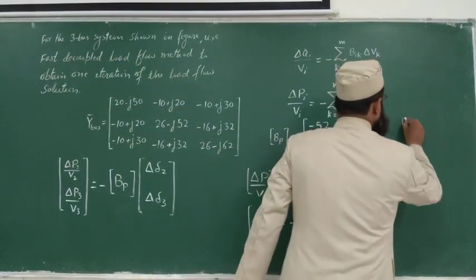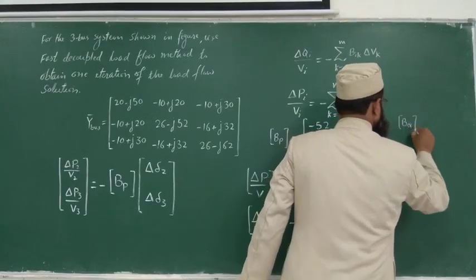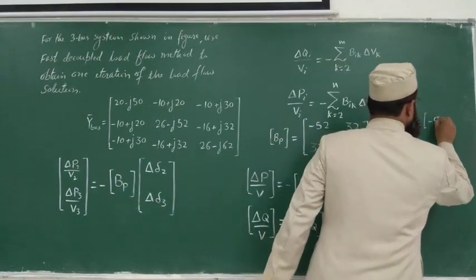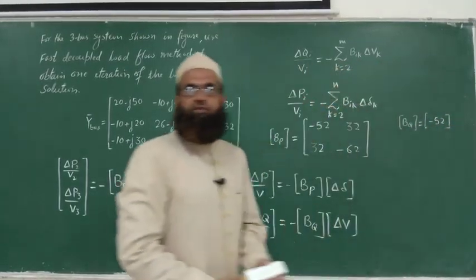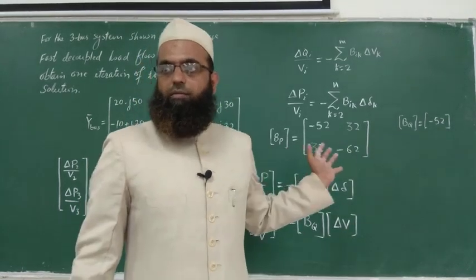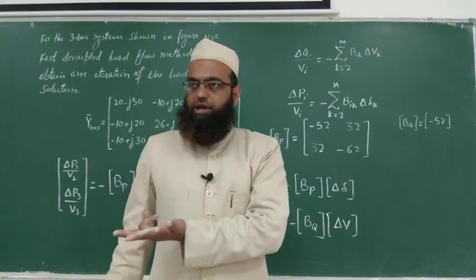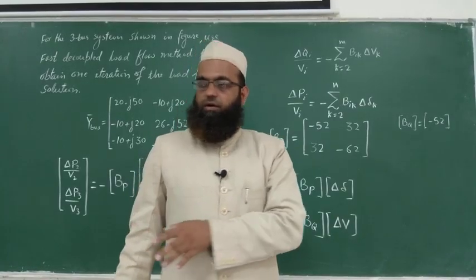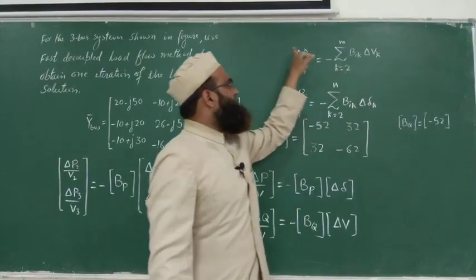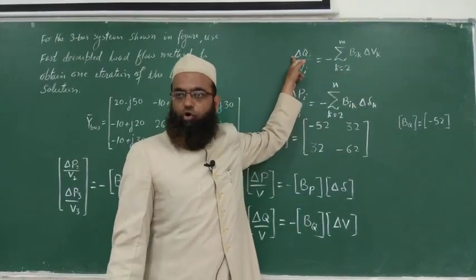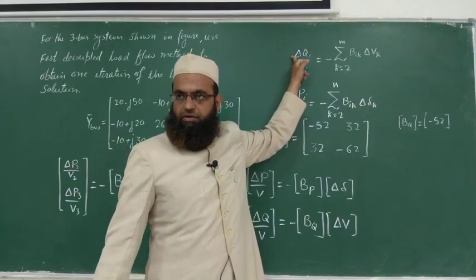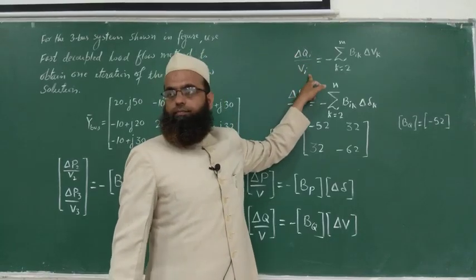You may write BQ as minus 52. Are you getting or not? So check the order. Order is 1 by 1, because for our problem M is 2, N is 3. Clear? From here itself you can check where is Q specified in our system, at bus number 2 only, because bus number 2 is PQ bus, isn't it? So you will put I is equal to 2.